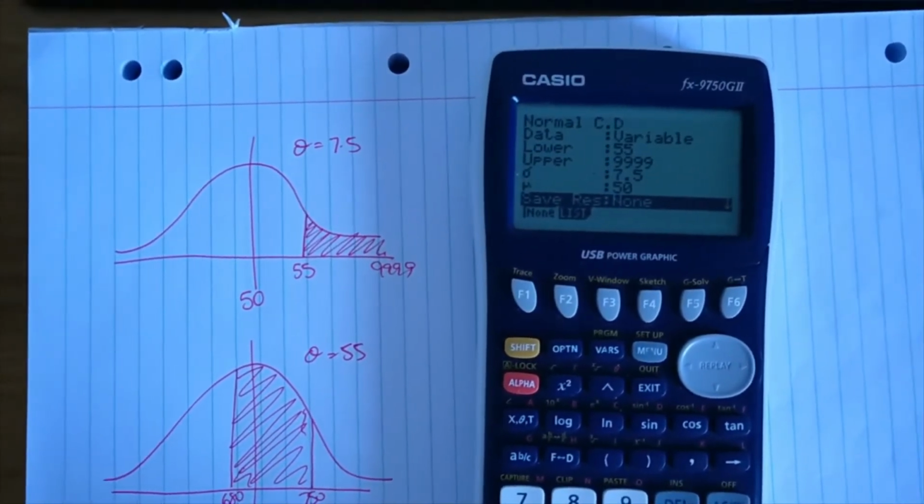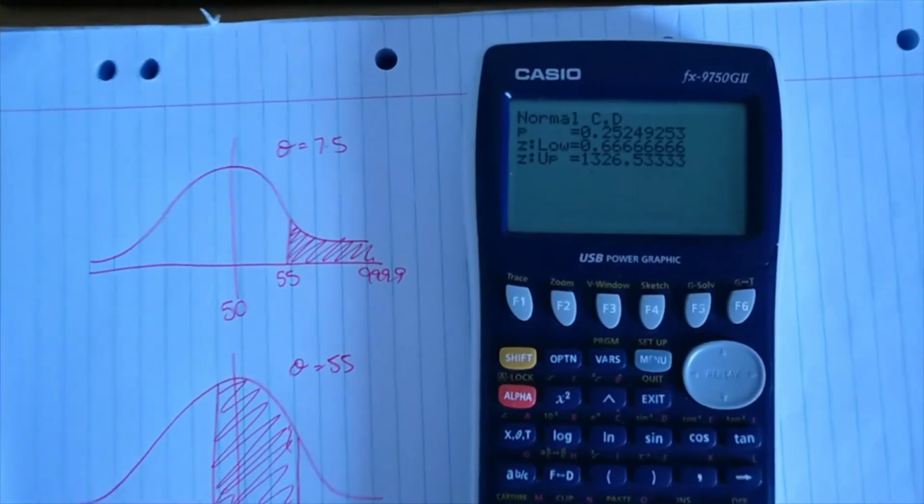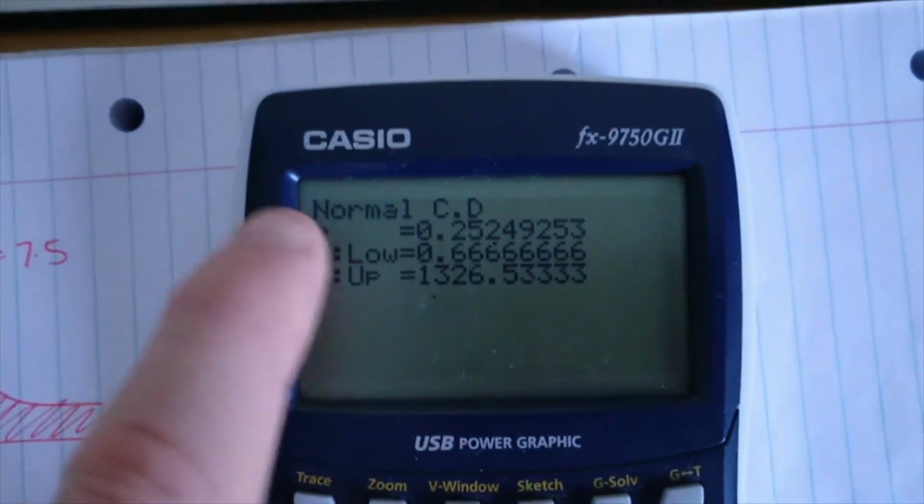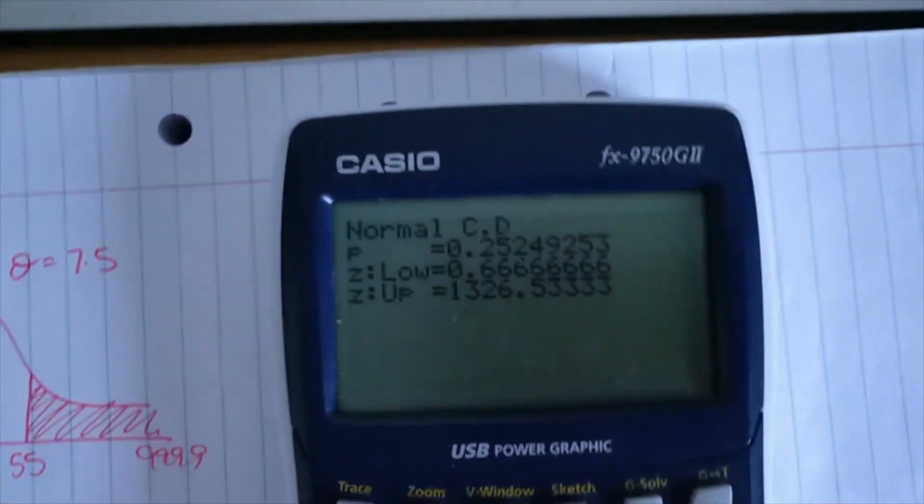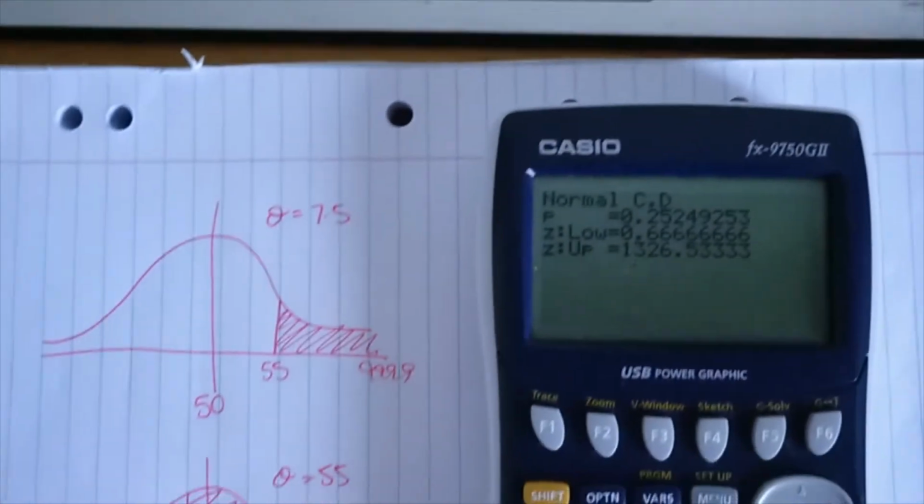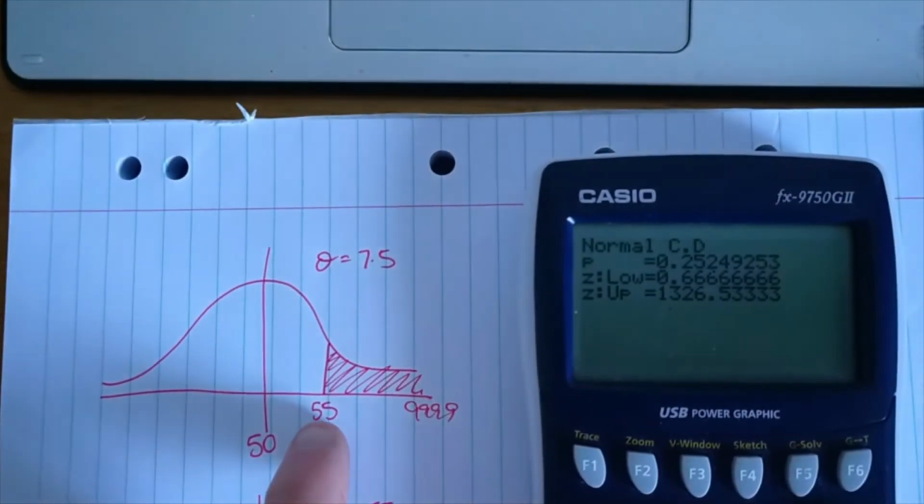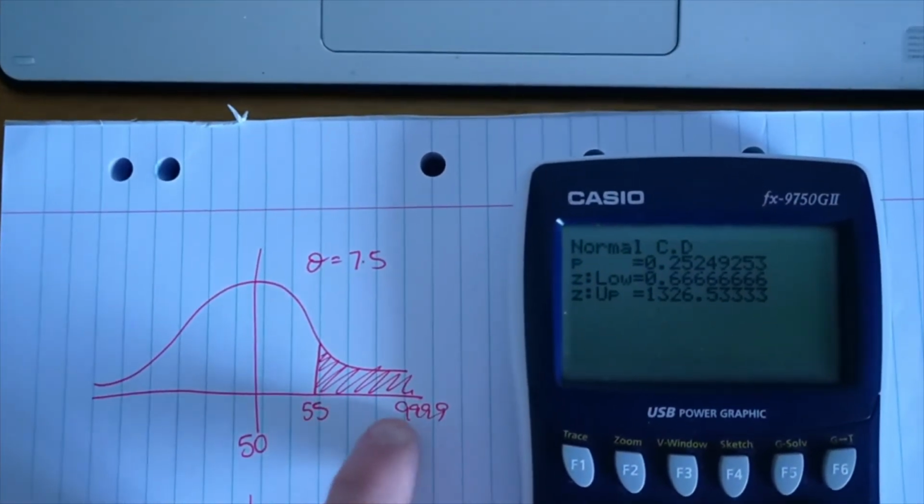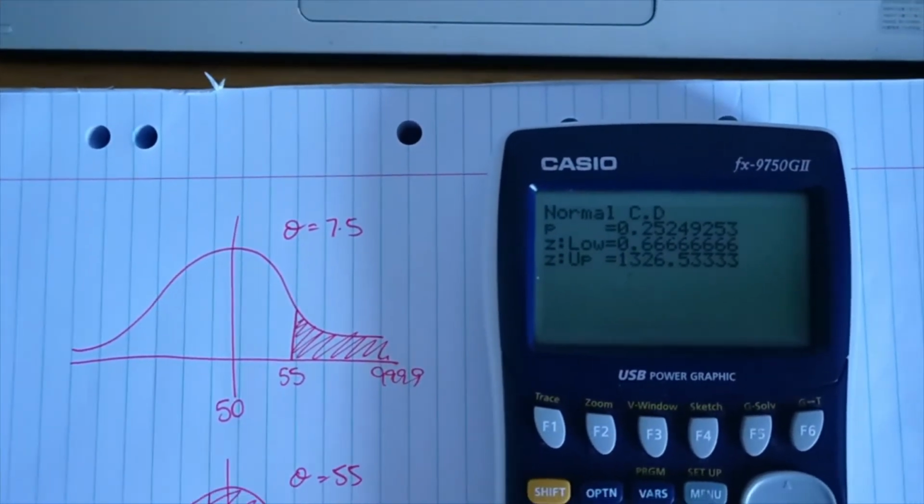You're then going to push execute once, and then you're going to push execute again, and that tells us our probability was 0.2525, and I've rounded that to 4 decimal places, so that means the probability of it being above 55 was 0.2525.